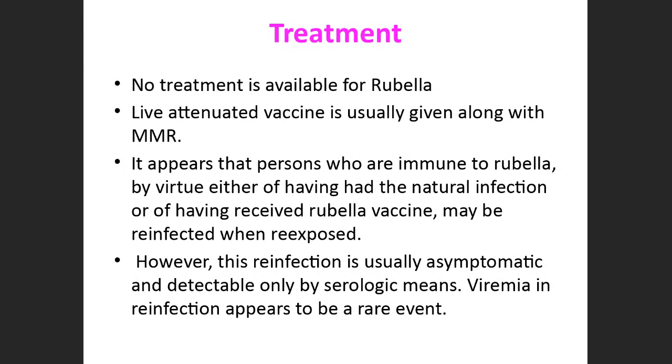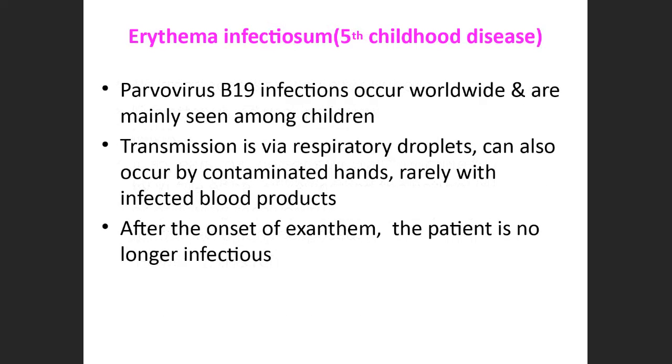In MMR, the last R stands for rubella. When a person is immune, either by natural infection or having received the rubella vaccine, they might be reinfected when they are re-exposed. And this reinfection is usually asymptomatic, and it is detectable only by serological tests. Viremia does not occur mostly.